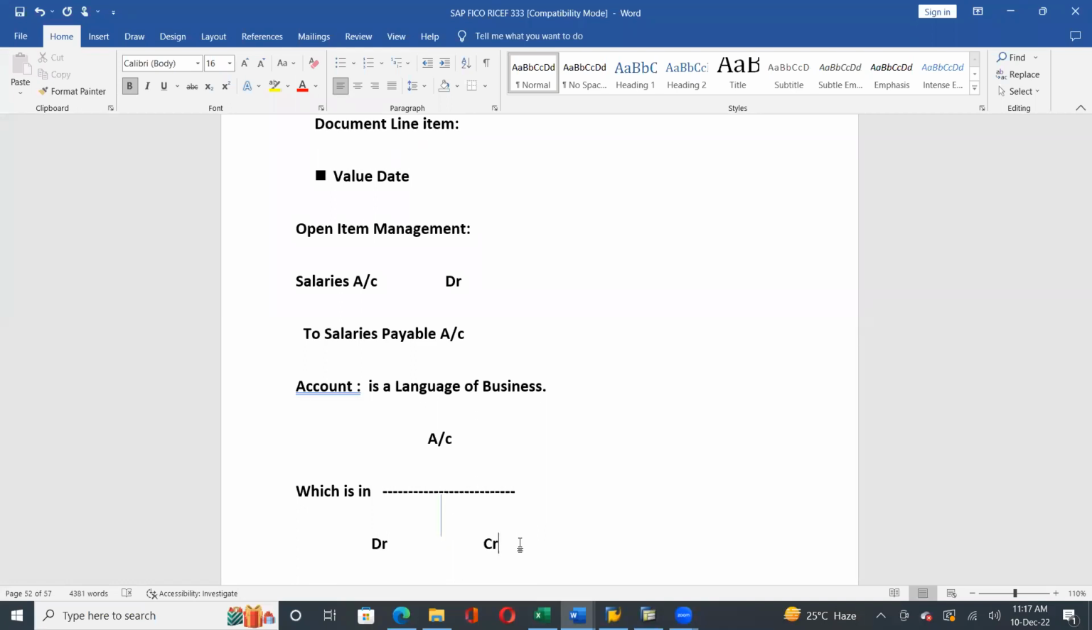And here the question is, what is the difference between account, accounting, and accountancy? Account is a language of business. So what do you mean by accounting? In the sense of the process of learning. For example, in intermediate you will start learning accounting, in graduation you will learn, and in MBA you will learn. The process of learning we call accounting.